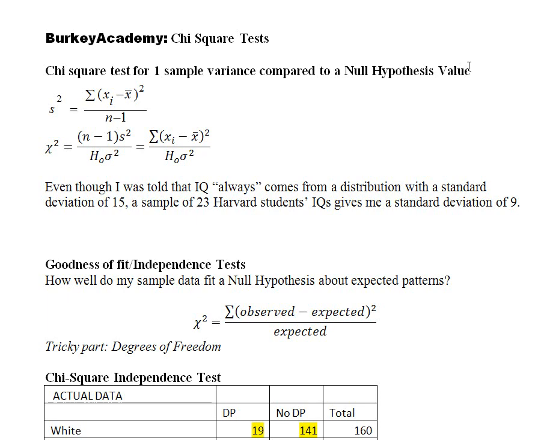The first chi-squared test most people learn is a chi-squared test where you have one sample of data and you calculate a sample variance. And what you want to do is compare that to some null hypothesis value for the variance. So your null hypothesis says the variance is equal to a number. You want to test from your sample data how likely it is that this sample came from a world where the population variance really is whatever the number is.